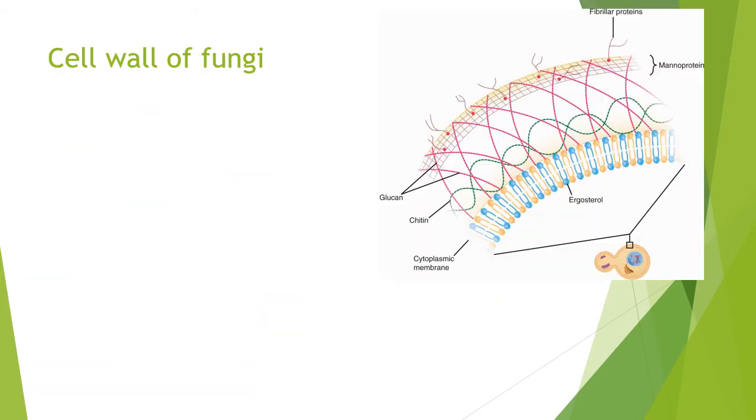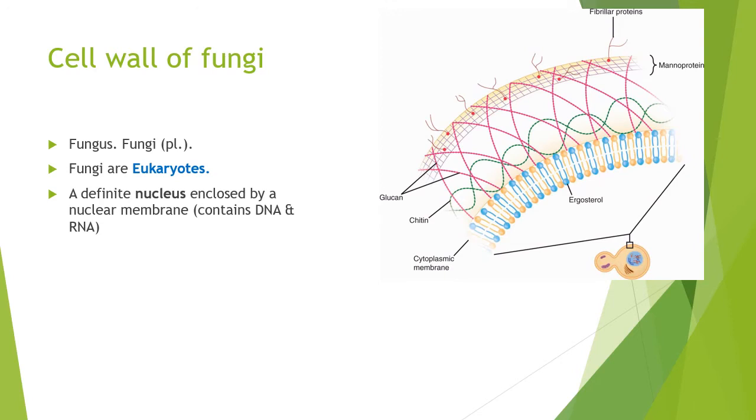For the cell wall of the fungi, it's very important to note that there are some structural differences between the cell wall of fungi and the cell wall of bacteria. Fungi is the plural of fungus. So fungus is one and fungi is many. Unlike bacteria, fungi are eukaryotes. So this means that they have somewhat different structures.